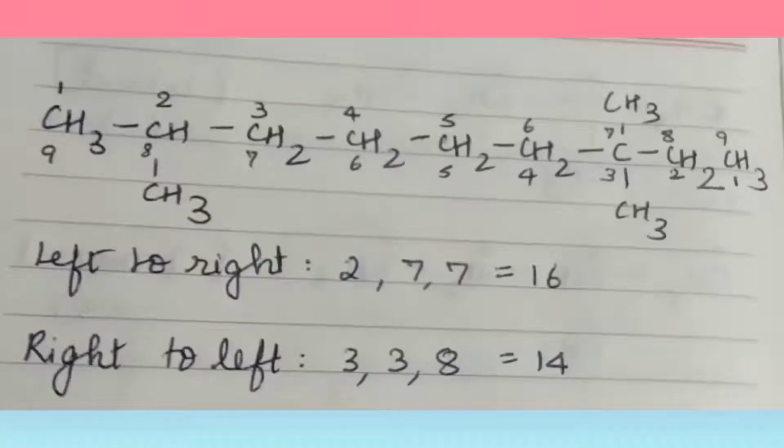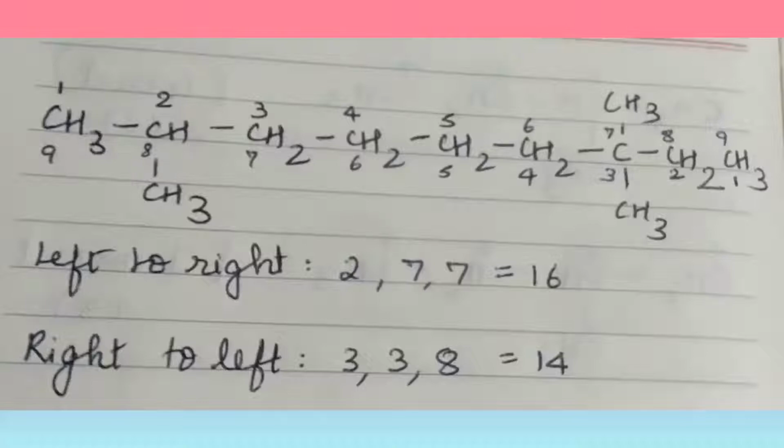Now, if you see from left to right, the carbon atoms that have the substituents attached to them are 2, 7, and 7. And when I take a sum of this, it is 16. And when I go from right to left, the sum of the carbon atoms that have substituents attached to them are 3, 3, 8. So that is 14. Since 14 is a lesser number, we choose the second way, that is allotting the numbers from right to left direction.